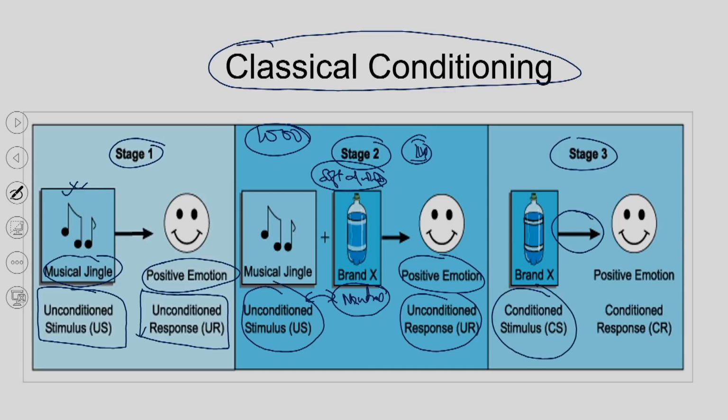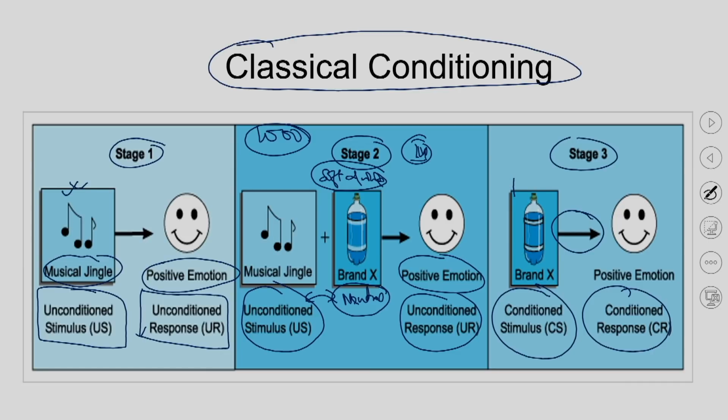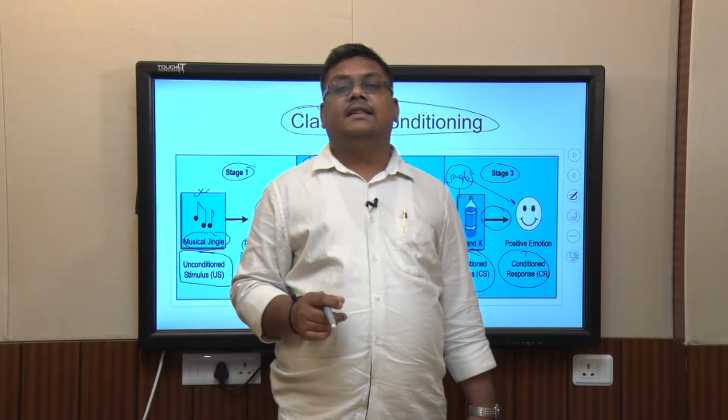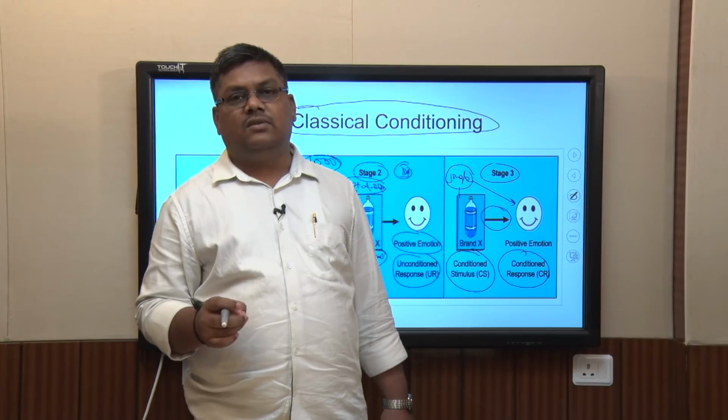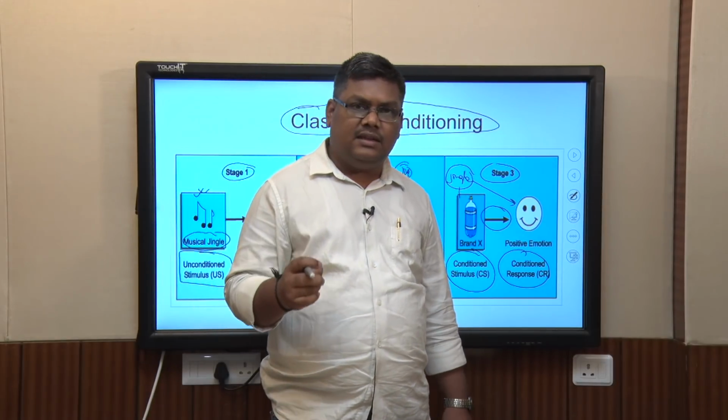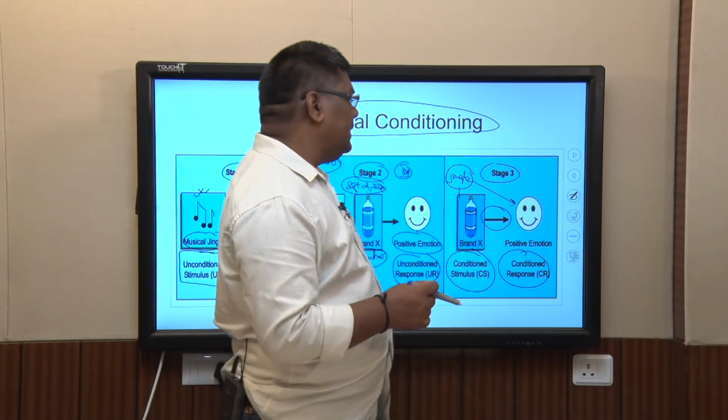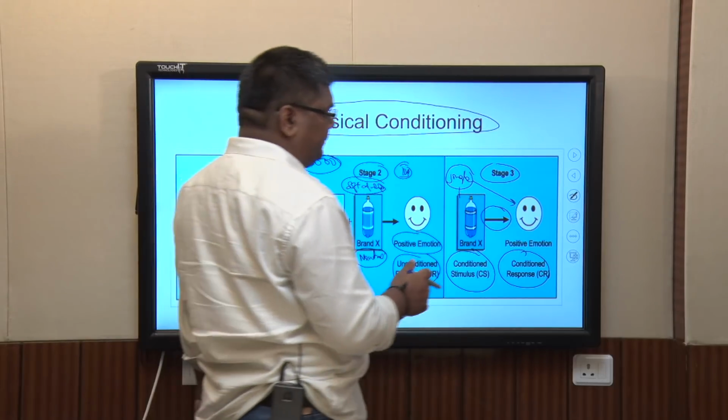This is called the conditioned stimulus, this is called the conditioned response, and this brand has acquired the power of what? The power of the jingle, because the jingle was the one which was causing positive emotion, and now this brand X of soft drink makes the consumers feel positive. This is a simple example of classical conditioning in the marketplace. This is how classical conditioning actually works in the marketplace.